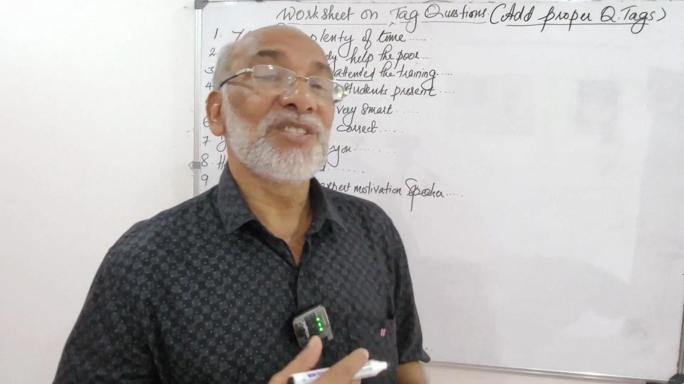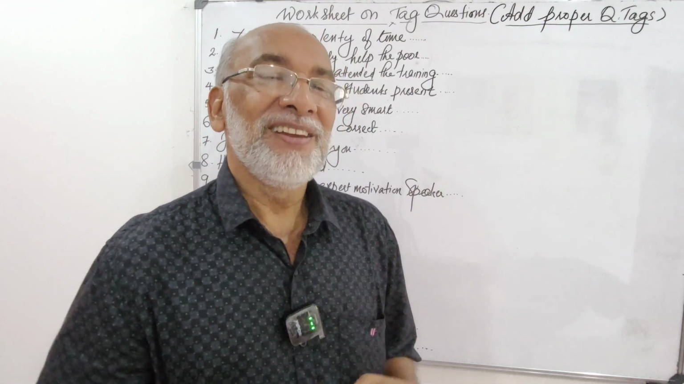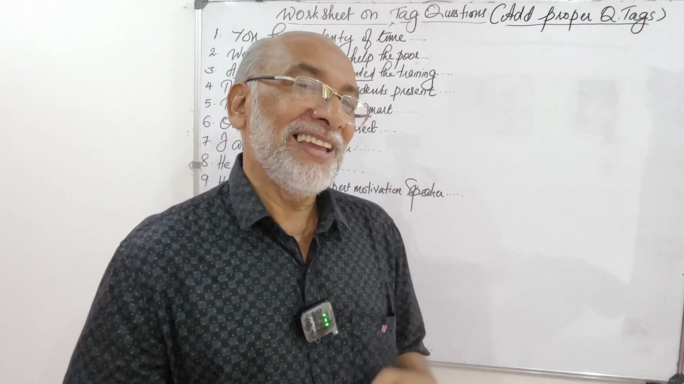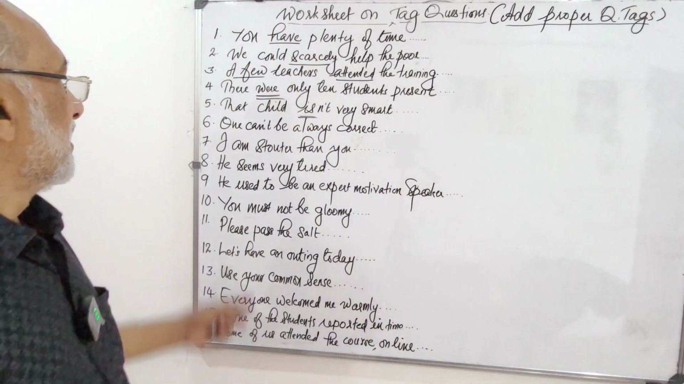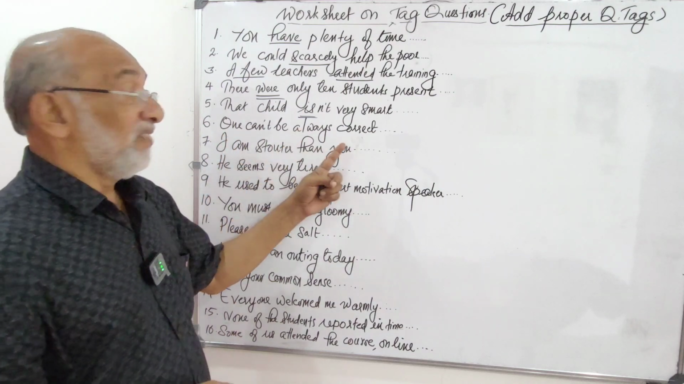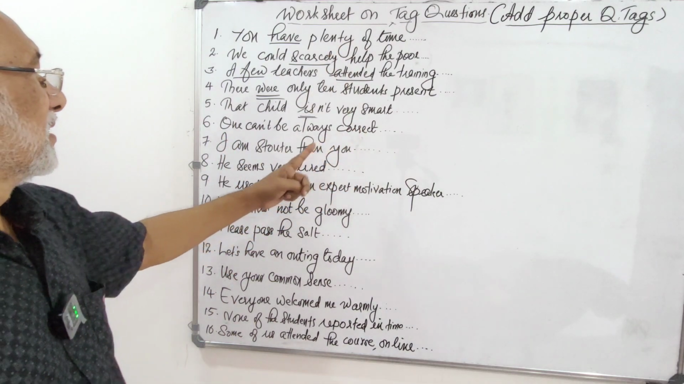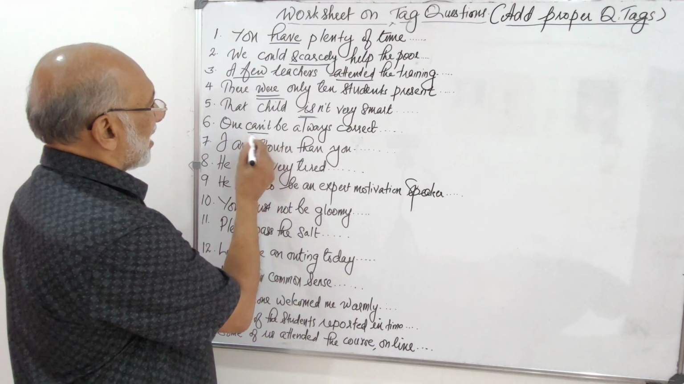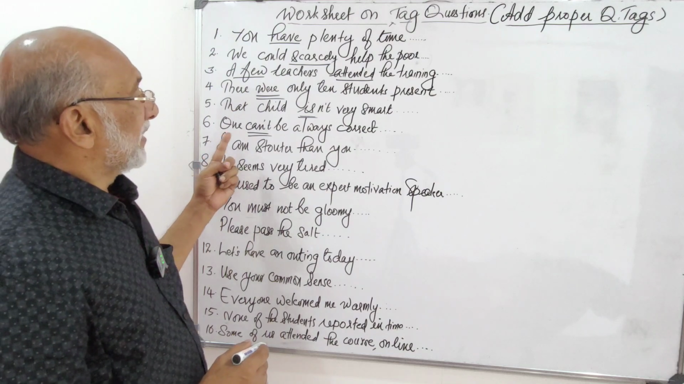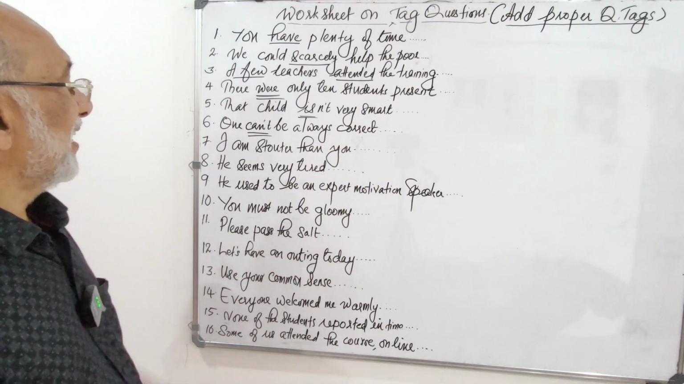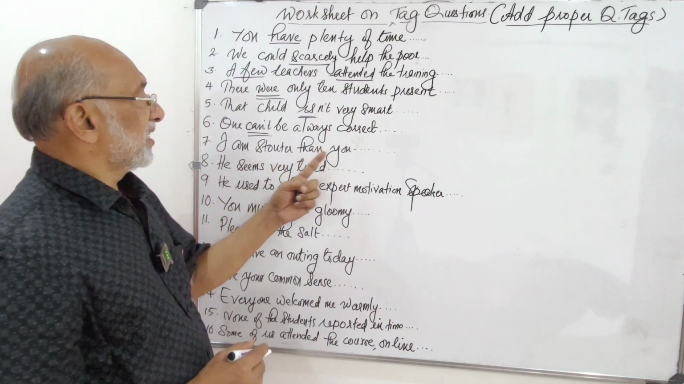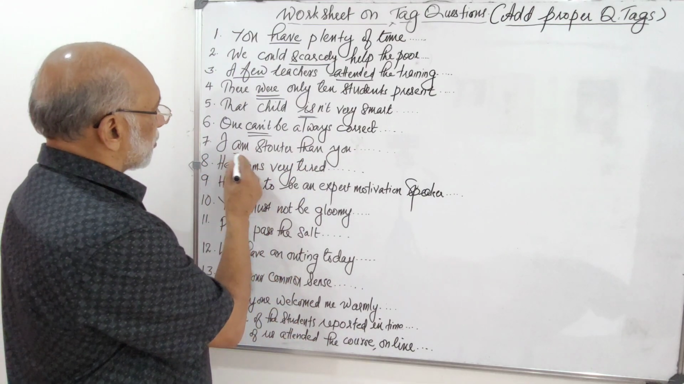To err is human and to forgive is divine. Sometimes we may go wrong, and it is gentlemanly to admit that mistake and correct ourselves. So, one can be always correct. One can be. So, can is there, another auxiliary. Whether you can use it or not, you just decide and attach the tag. Seventh one, I am stouter than you. I am stouter than you.